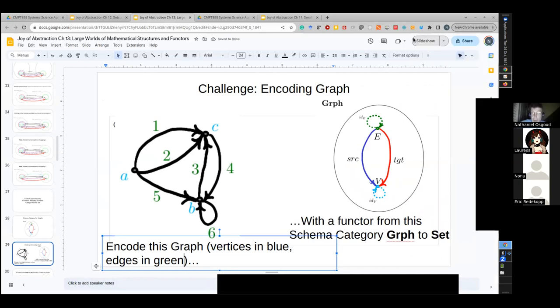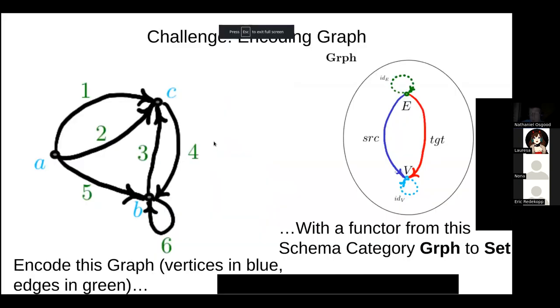And I said, okay, so this is a particular graph. Now, we want to encode that graph, describe that graph using this by mapping with a functor, mapping this structure into Set. So as you know, functors are these structure preserving mappings.